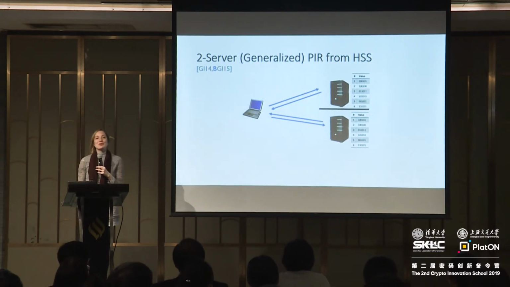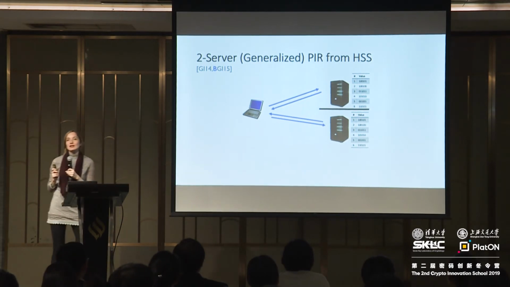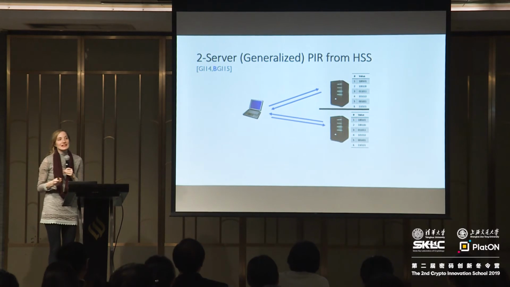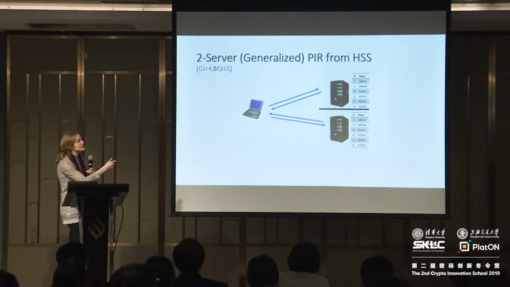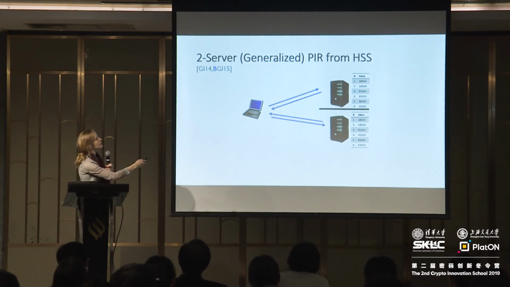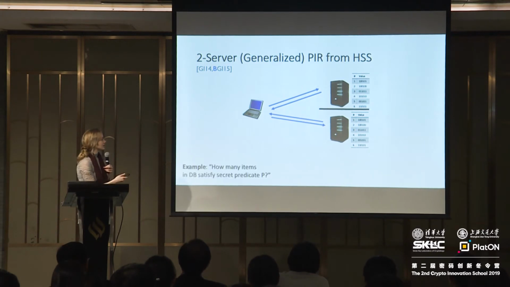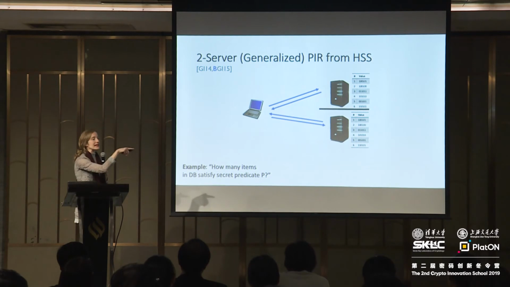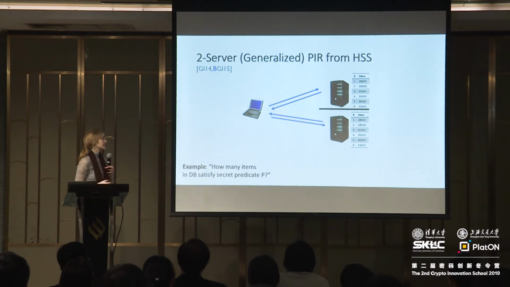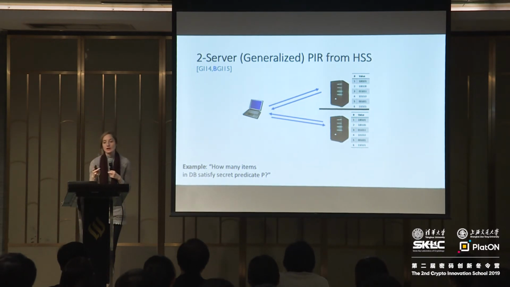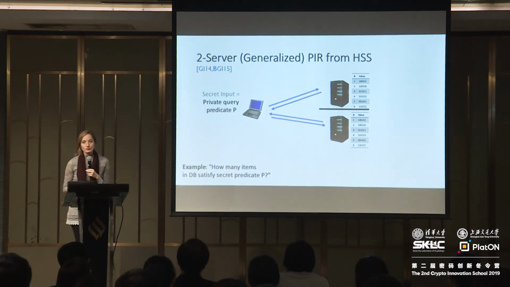So in a two-step process, I want to tell you how homomorphic secret sharing can give you solutions for this problem, in fact for more generalized types of queries. For example, the client doesn't just want to look at a particular index i, but possibly something more general. For example, say he wants to know how many items in the database satisfy the secret predicate P, and P is what he's trying to hide.